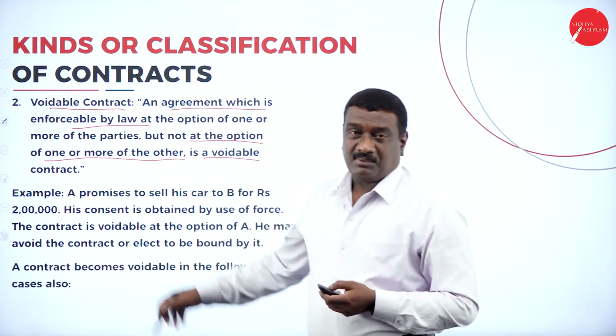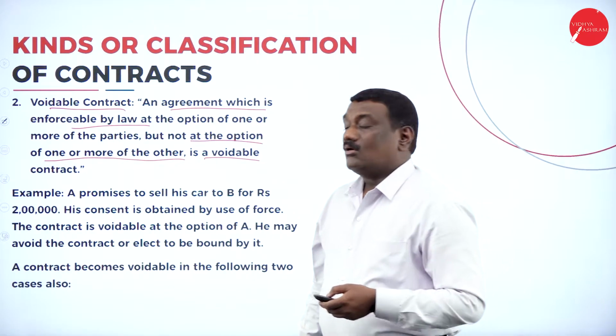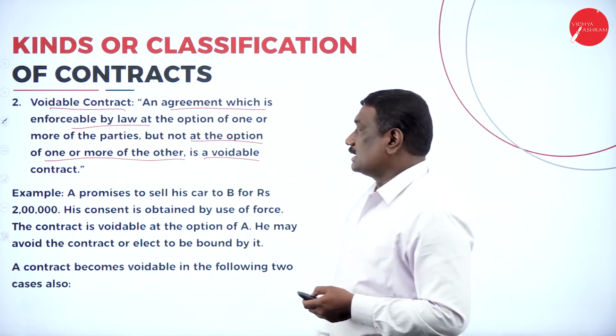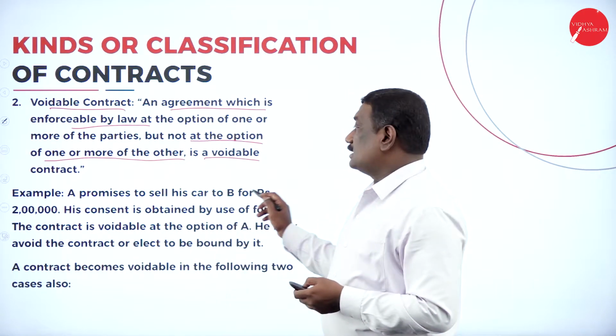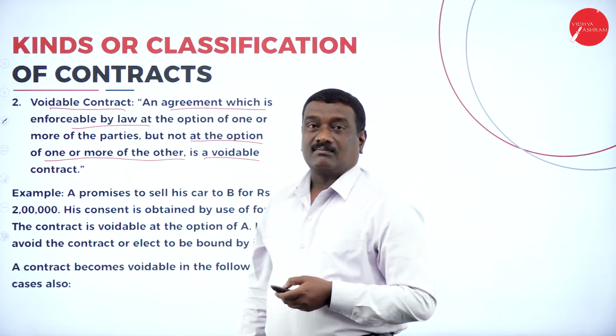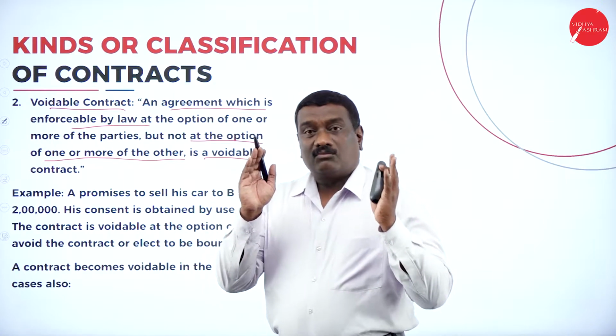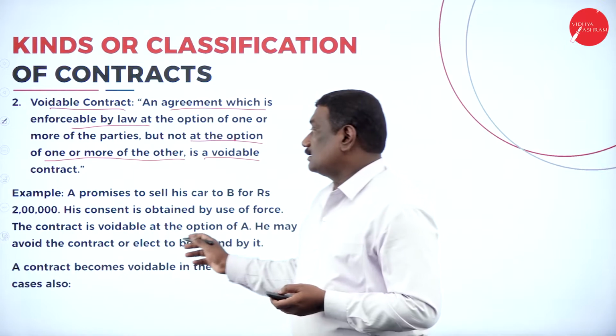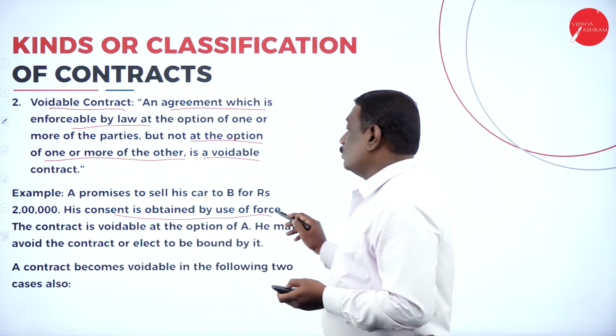Now we can see the example here. A very good example is given for this particular contract, that is the voidable contract. It says A promises to sell his car to B for rupees 2 lakhs. A is promising B to sell his car for rupees 2 lakhs, but his consent is obtained by use of force.